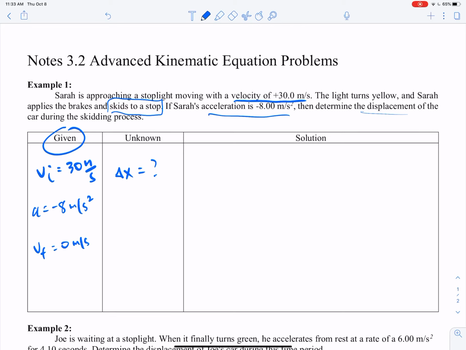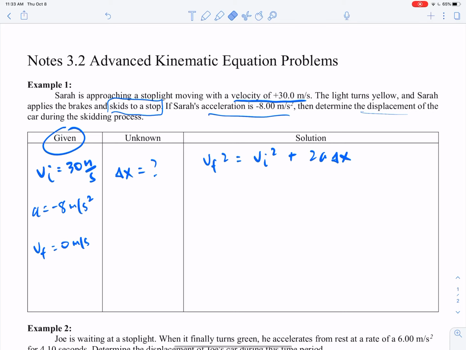So again, like always, I'm going to look at my givens and my unknown and try to find one of the big three equations that really relates all of those together in one spot. And equation 3 does this nicely because equation 3 looks like this. It has all of these components, including the unknown. So I'm going to plug in some numbers and see if I can do the algebra.